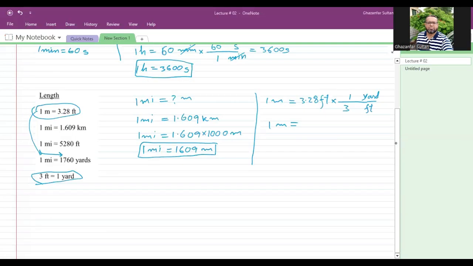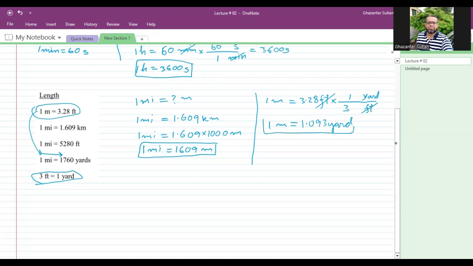So after dividing, we got 1.09333. Feet is cancelled with this feet, and the remaining unit is yard. Actually, it was 1.093, and this 3 is the recurring digit. So you can reduce it to 3 significant figures, 1.09, or you can write the complete 1.093.